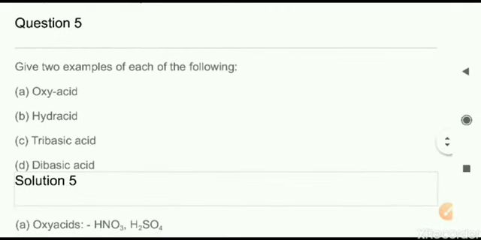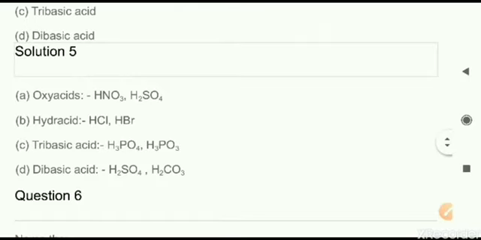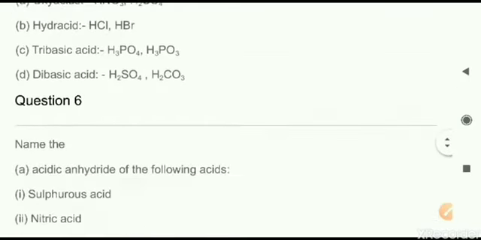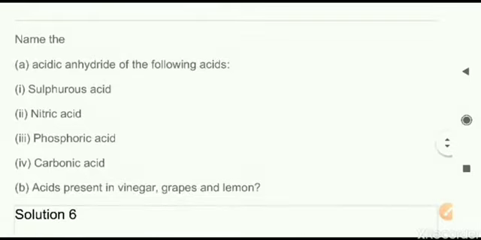Question number 5, give 2 examples of oxyacid, hydroacid, tribasic acid and dibasic acid. For all the examples you just have to mention the names. The formulas are written there, you can note them down. Next, name the acid anhydride of these particular acids.